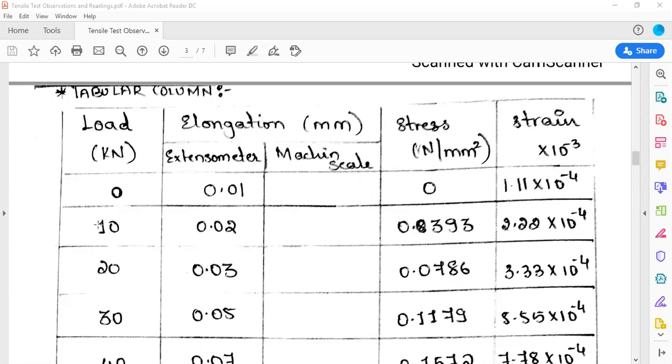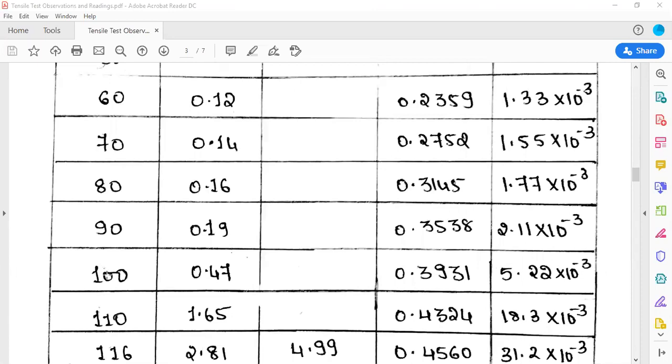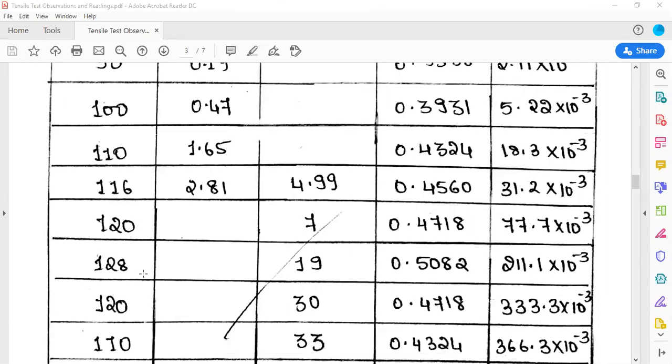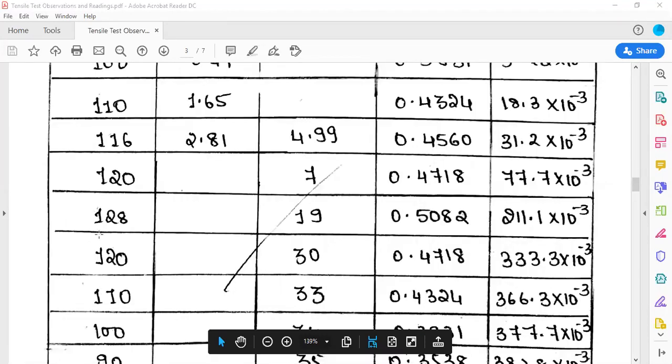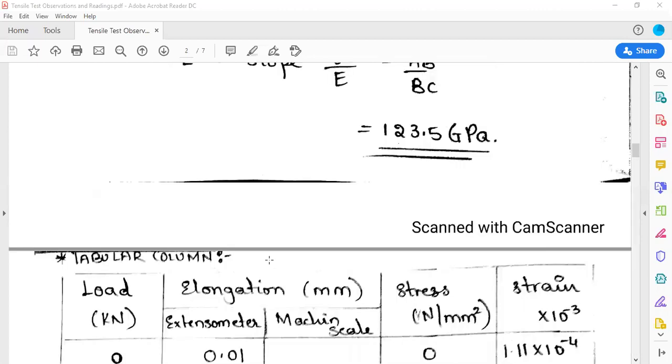Here you have to see the maximum load which the specimen has taken: 70, 80, 90, this is 120. Okay. From here, you can see that this is the maximum load the specimen has taken. Sorry, here 128 is there. In all the readings, the maximum load is 128. You have to substitute this load, 128 kilonewton, in the formula to calculate the ultimate tensile stress.